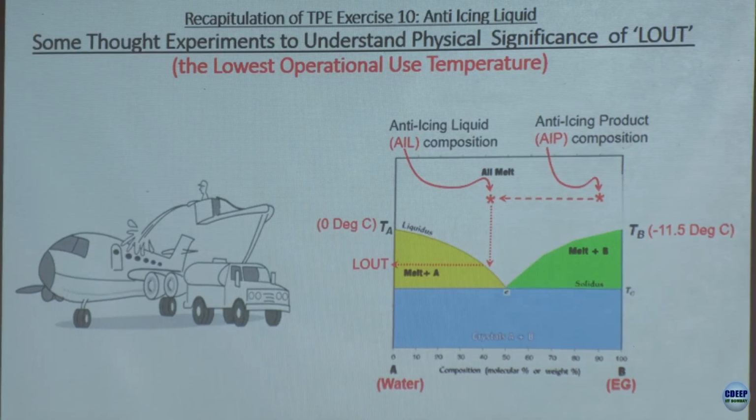Remaining is water. So if this is the kind of an operating liquid, now this operating liquid is effective only up to a certain ambient temperature. Now what is that ambient temperature? That is the lowest operational use temperature as has been defined. And if at this concentration we simply draw a line downwards like this, which is about say 45% of ethylene glycol, wherever it meets the liquidus line, you get the lowest operating use temperature.